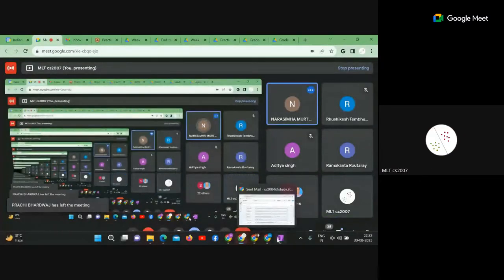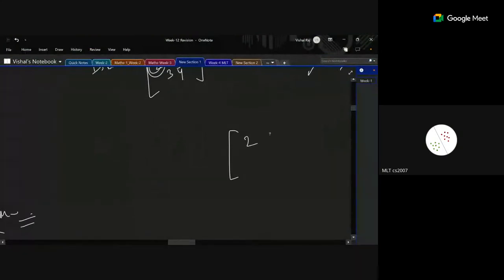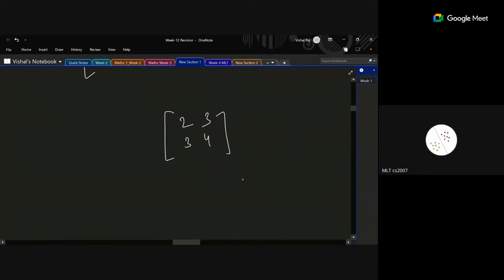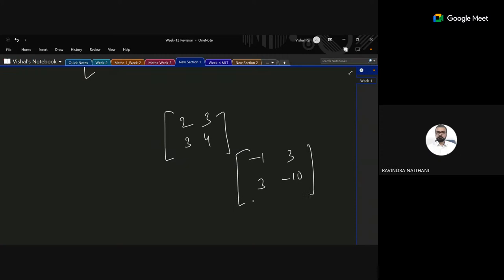Yeah. Okay, so tell me for this matrix 2, 3, 3, 4, is it positive definite? The determinant is negative, correct. Okay, tell me this one: minus 1, 3, 3, and minus 10. It's not, because my first value should be positive.